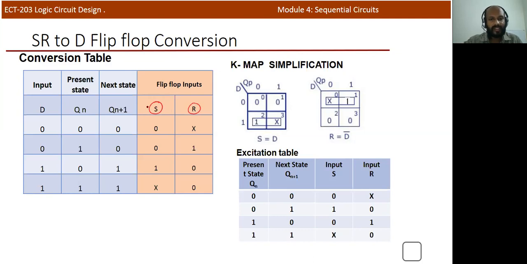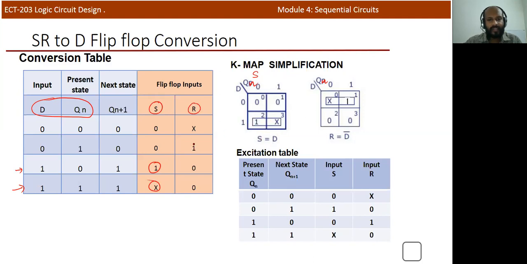So first we need to write S. We need to design S in terms of D and Qn. So this is D and this is Qn. From this particular column, we know that S will be 1 for the combination 1, 0, and it will be a don't care condition for 1, 1. So we are using D and Qn as the variables. After substituting in this K-map, we will get S is equal to D.